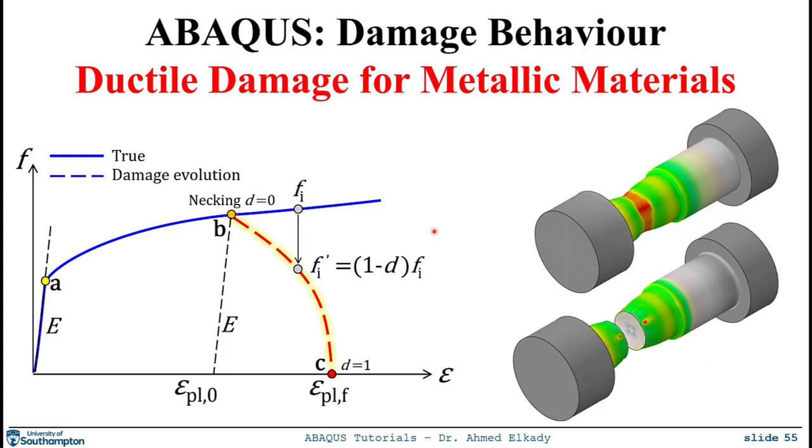So in this new Abaqus tutorial, we are going to discuss how to model damage, and specifically how to model ductile damage for metallic materials such as steel. So we're going to go through the theory and how this is defined in Abaqus, and what is the actual meaning of all the different parameters that you need to define in Abaqus.